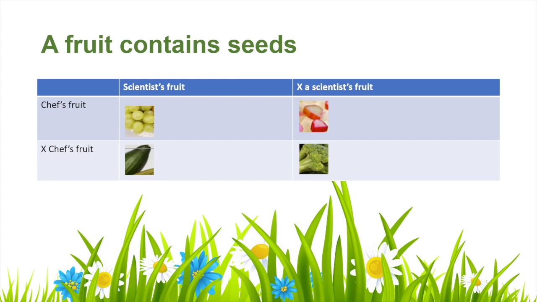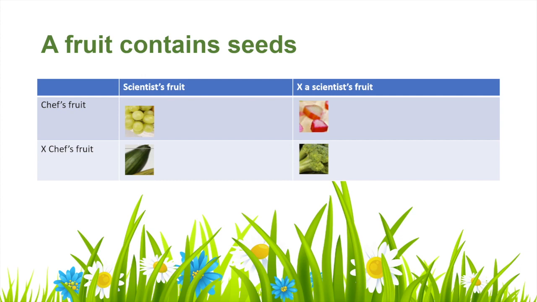We've done four for you to give you a helping hand. In the first box, it covers both scientist's fruit and chef's fruit. So the chef's fruit goes along the top and the scientist's fruit goes down. In the scientist's fruit and the chef's fruit, we've got grapes. Although some can be seedless, grapes can contain seeds, and it's a fruit. Cucumber contains seeds. It's a scientist's fruit.